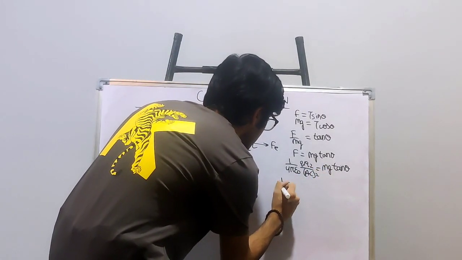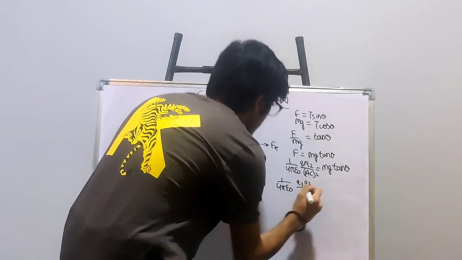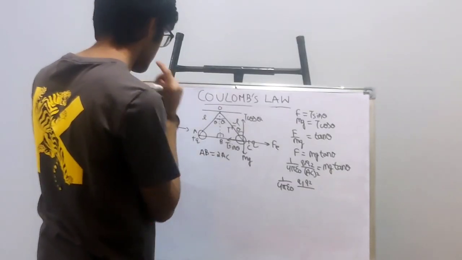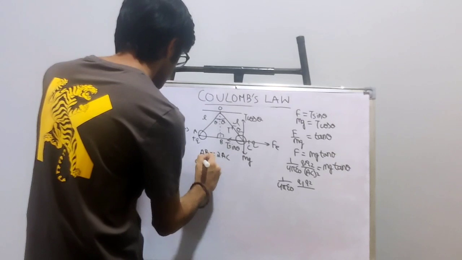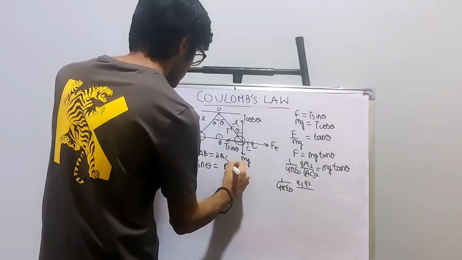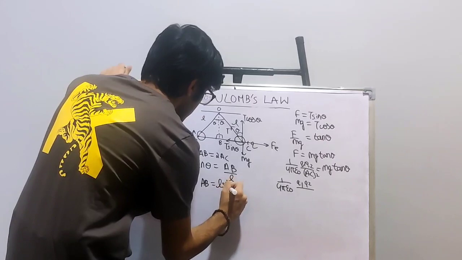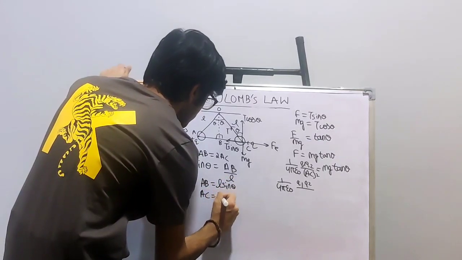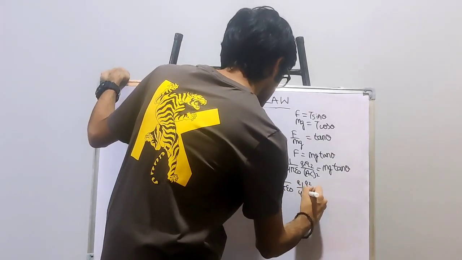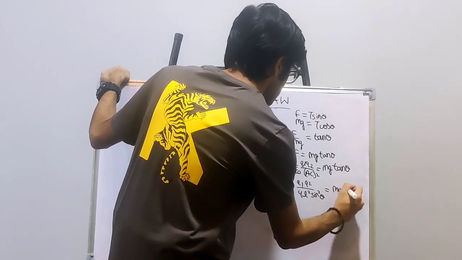So this is 1 upon 4 pi epsilon naught q1 q2 upon AC squared. Now to calculate AC, we basically first need AB, and AB is from sin theta. So sin theta is equal to perpendicular upon hypotenuse, so sin theta is equal to AB upon L. So AB is equal to L sin theta, and therefore AC is equal to 2L sin theta. So AC squared would be 4L squared sin squared theta, and this is equal to mg tan theta.